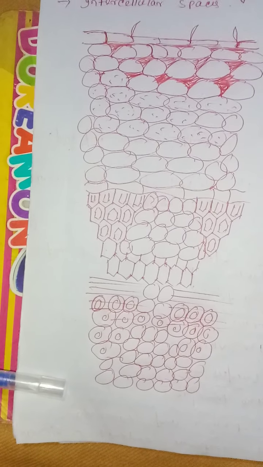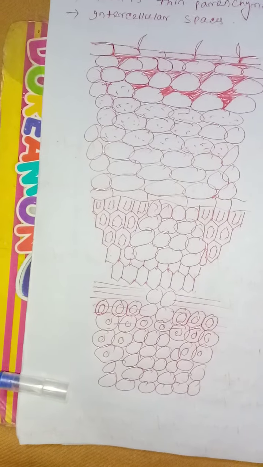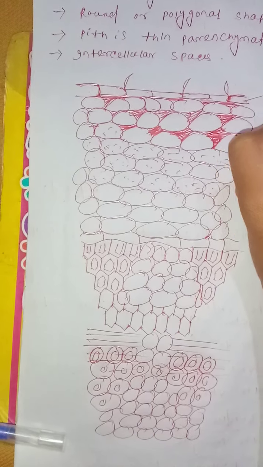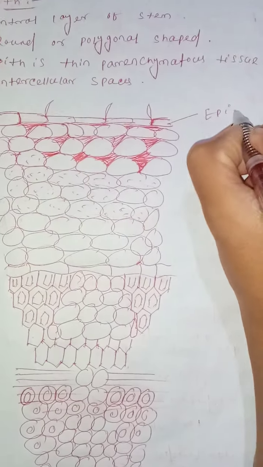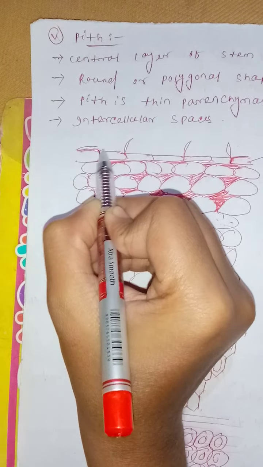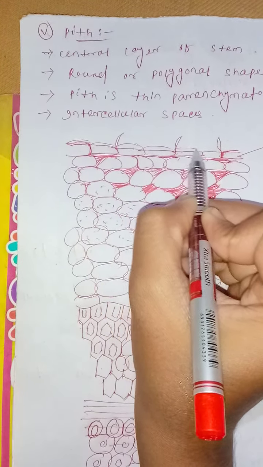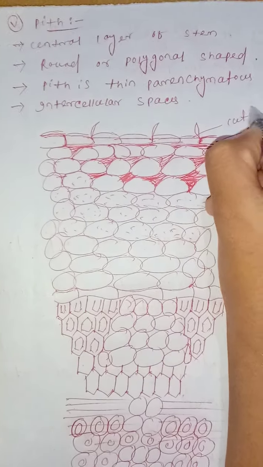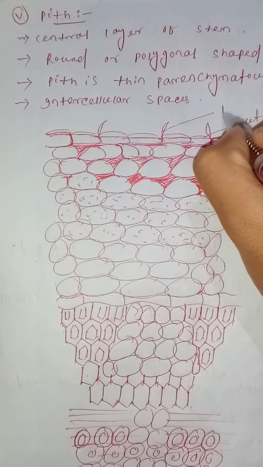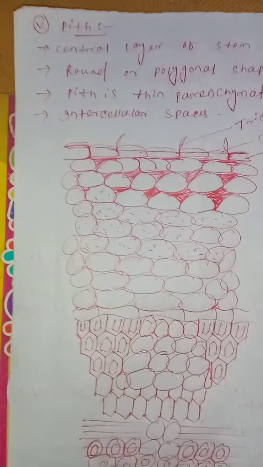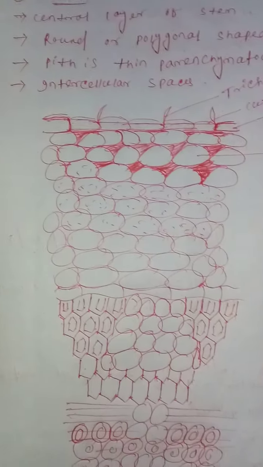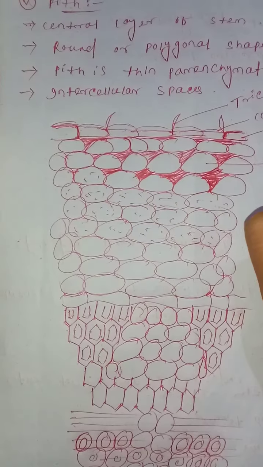So let's look at the diagram. This is the total internal structure of anatomy of dicotyledon stem. So first is epidermis, and in the epidermis here we have found some cuticle, and this is the trichomes, that is the hair-like structure. Then below the epidermis we have found hypodermis, that is 3 to 4 layers of hypodermis.